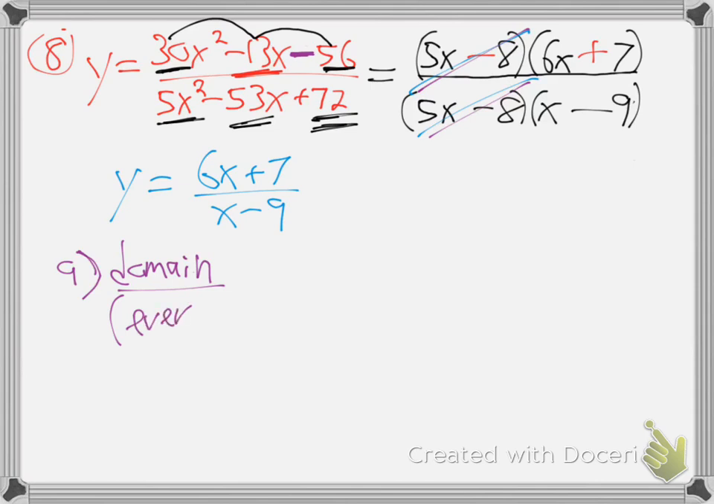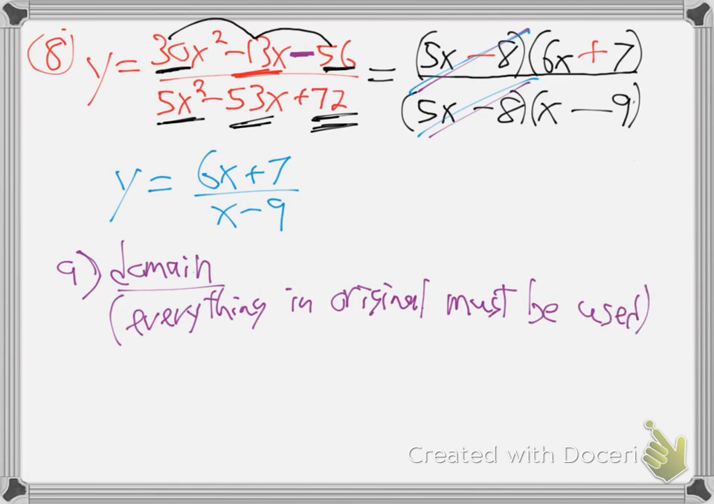Domain: everything in the original must be used. So in other words, you've got to consider the fact that for a second there was a 5x minus 8 in that denominator. He's part of the issue for domain. I won't worry about him for anything else in the problem. After domain, I'll just go back to this and forget that there was ever those 5x minus 8s.